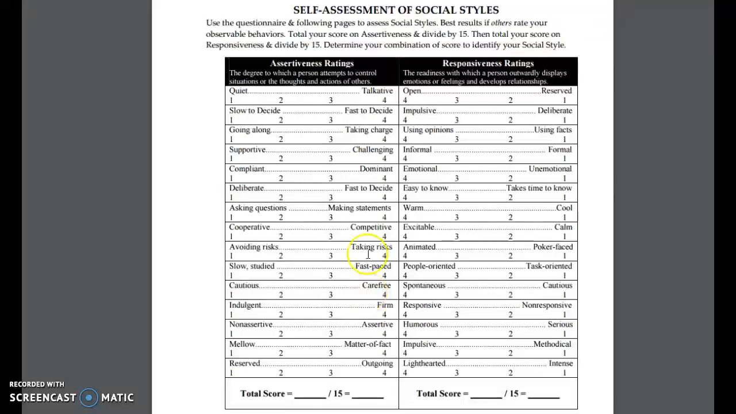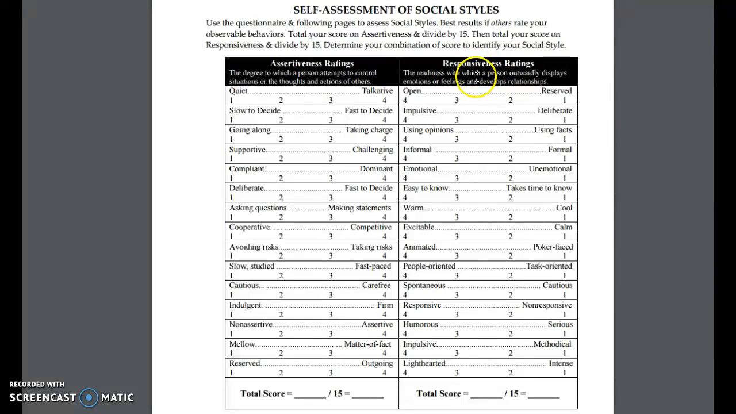Let's say, which probably wouldn't happen for anybody, that you scored number 4 on every single one of these questions on the assertiveness rating. That would give you a total score of 60 divided by 15, and that equals 4. We'll come back to this in just a little bit. Again, there's 15 questions. If you answered 4 on every single one, you would add up all of the 4s, which equals 60, and you would divide that number by 15, which would equal 4.